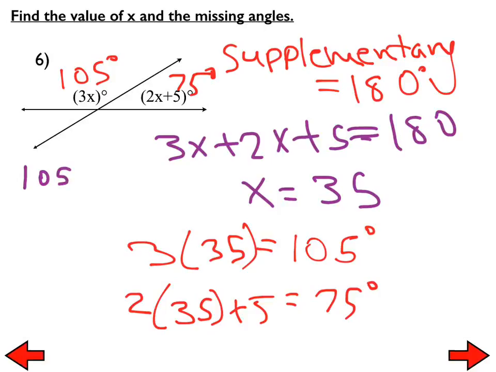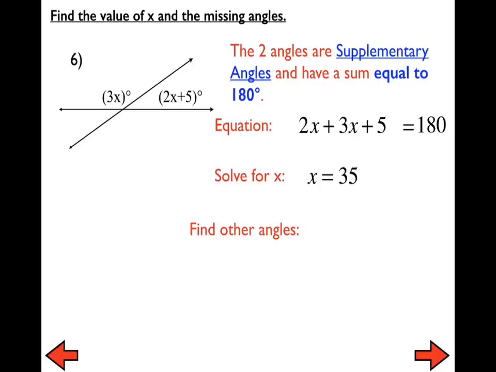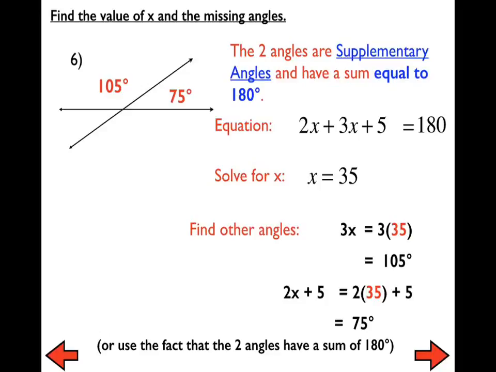Is 105 plus 75 180? Yes, it is. So that means our x equals 35 answer was correct. So the answer is to find the missing angles. So we have supplementary angles. We set up our equation to find x, and then you plug it back in to find 105 degrees and to find the 75 degrees. Those two are your final answers. How big are those angles? 105 degrees and 75 degrees. Okay?